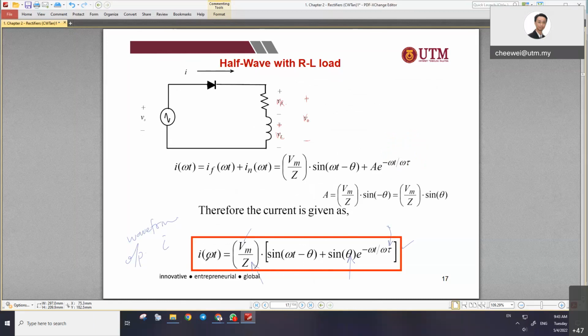If you're not able to remember this long equation, at least these parameters you should know. Because I think if the question comes out like that, this equation will be given, hopefully. But the Z, theta, and tau will never be given. You need to know how to calculate them. This equation is for the RL load half wave rectifier, to represent the current that flows through it.